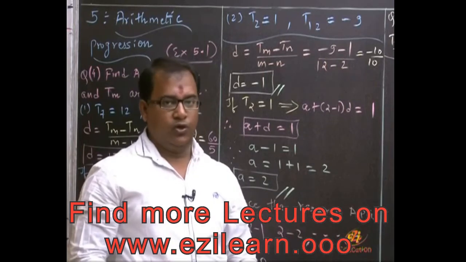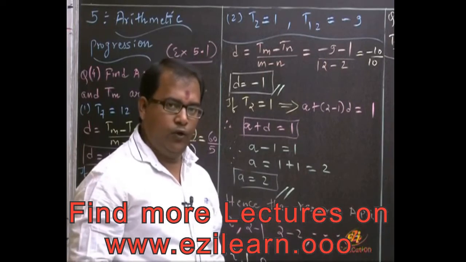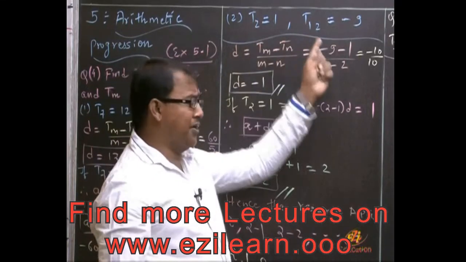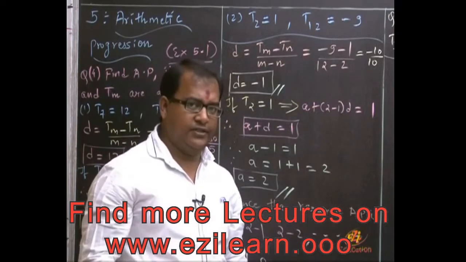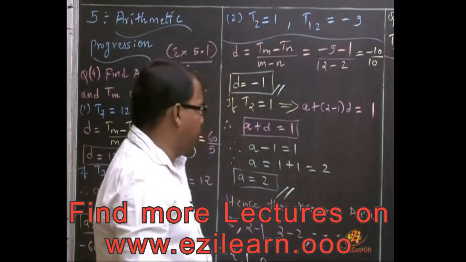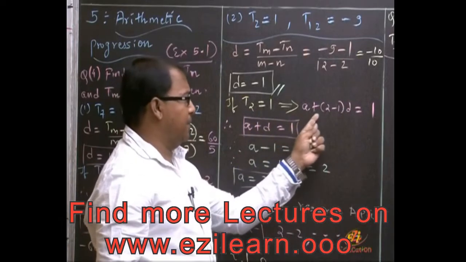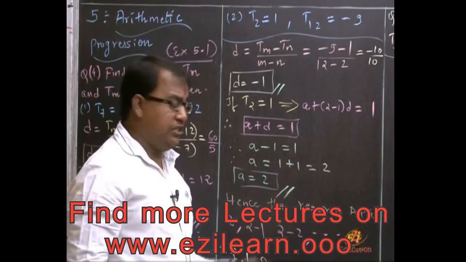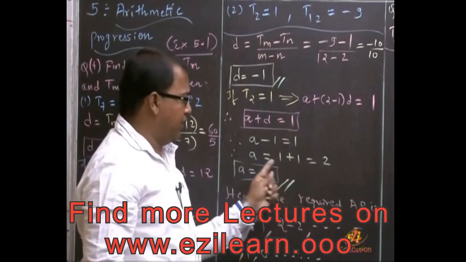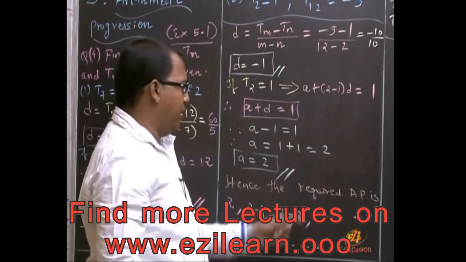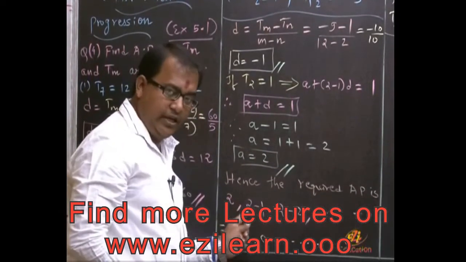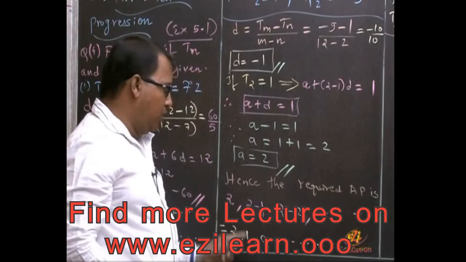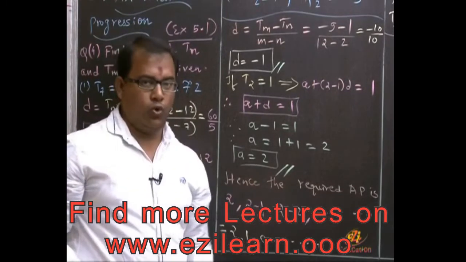As soon as you get D, your next target should be A. You put the value of D in any one of the terms, either T2 or the 12th term, whichever you think might be easier for you. Here, T2 is 1 implies A plus 2 minus 1 into D is 1. A plus D is 1, from which you put D as minus 1, A is equal to 2. Hence, the required AP is 2, that is A plus D, A plus 2D, and so on. 3 terms are enough: 2, 1, 0, and so on.